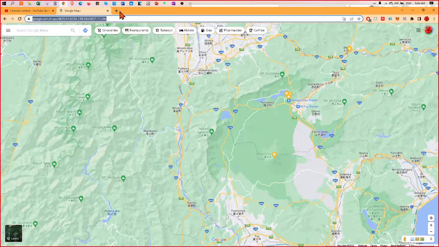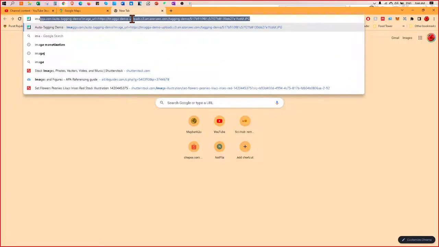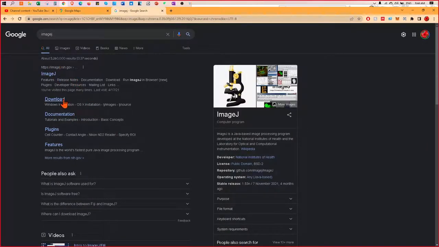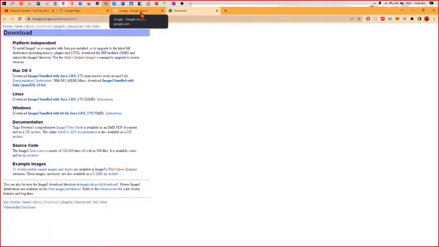Open that. So if you go to Google, you can search for ImageJ. Right, you have this, and then you go to download. It's very easy. Okay, you go to ImageJ. I strongly suggest that you do this ahead of time, okay? Because sometimes the internet in the faculty is not that great. So you might have trouble.